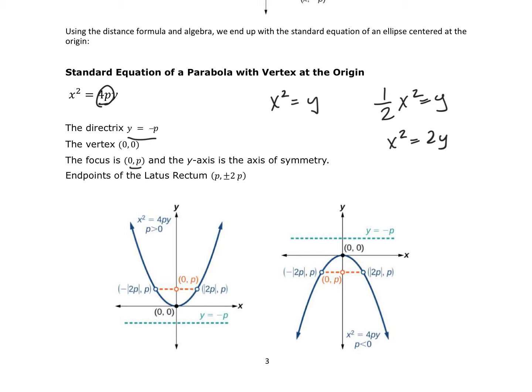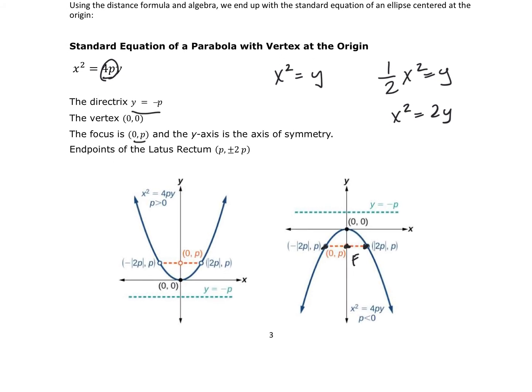And then, of course, the latus rectum goes through the focus, and its endpoints touch the sides of the parabola, running horizontally or, in a moment, vertically, parallel to the directrix.